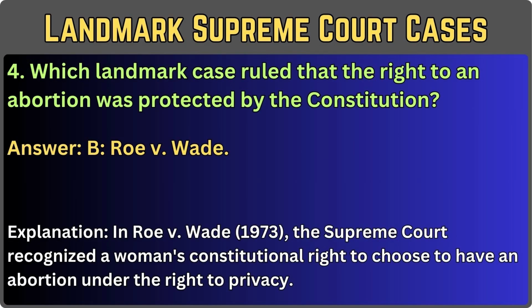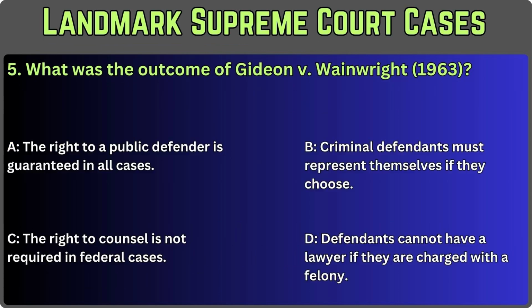Answer. B. Roe v. Wade. Explanation. In Roe v. Wade, 1973, the Supreme Court recognized a woman's constitutional right to choose to have an abortion under the right to privacy. 5. What was the outcome of Gideon v. Wainwright, 1963? A. The right to a public defender is guaranteed in all cases.